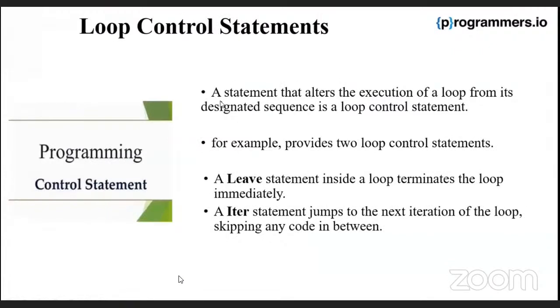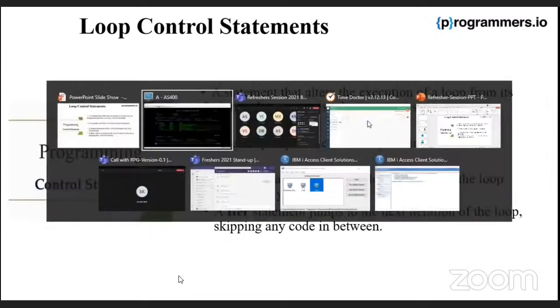The looping control statement basically alters the execution of a loop. Suppose you want to exit on a specific condition, or you want to continue on a specific condition. So you can use leave and iter. Leave is used to terminate the loop, and iter is used to continue, escaping any code in between.